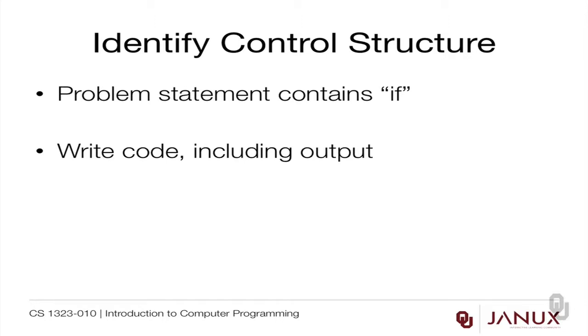The next thing we need to do is to identify our control structure. You'll notice that the problem statement contains the word if. That's a hint. That means that it's likely there's going to be a conditional statement involved. That's something to look for in problem statements to help you figure out which control structure is useful in your code. So let's write the code, including the output.